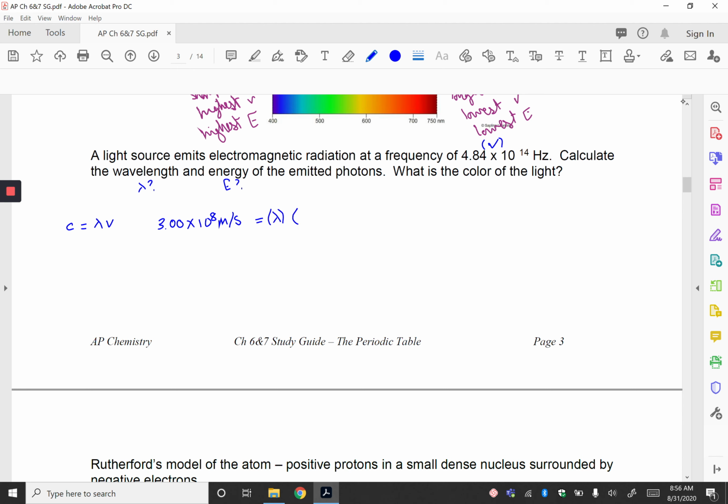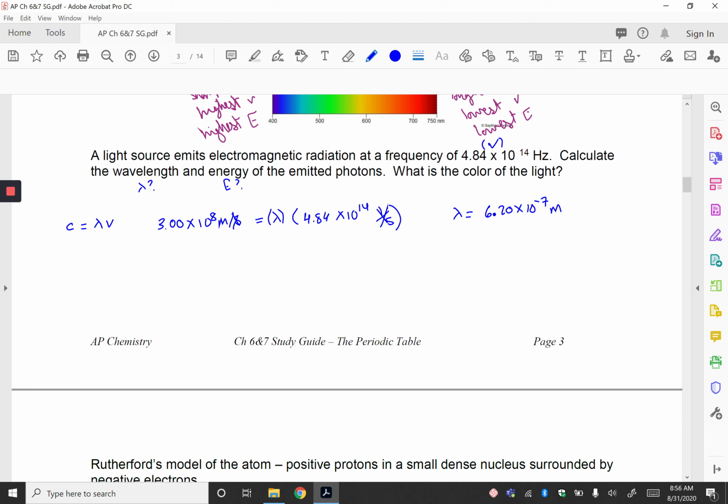And then my frequency is 4.84 times 10 to the 14th. And it says hertz. I prefer to write 1 over second because then I can tell that this is 1 over second on this side, 1 over second on that side. Those are going to cancel. And I know that I would end up with units of meters at the end. So I would take this number divided by this number to solve for the wavelength. And it ends up being 6.20 times 10 to the negative 7th meters.